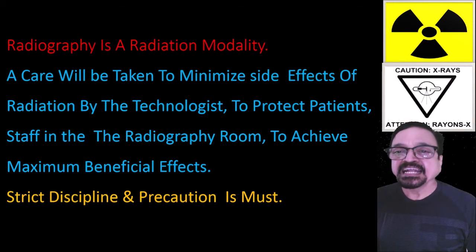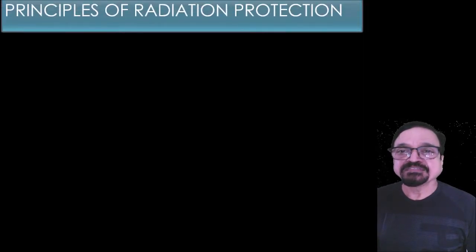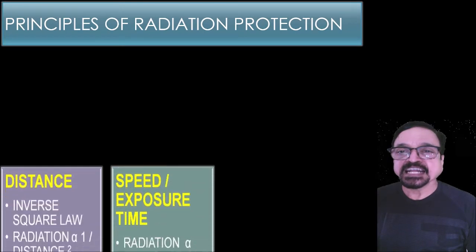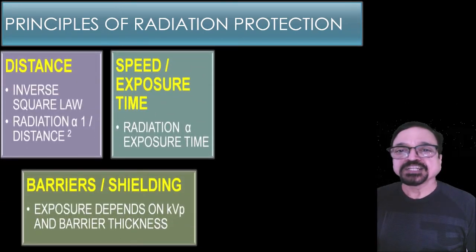Care will be taken by the technologist to minimize side effects of radiation and to protect patients and staff in the radiography room, to achieve maximum beneficial effects. Strict discipline and precaution is a must. We have to follow the instructions given by the technologist and cooperate with him, because he is taking precautions by different radiographic techniques. Let's know what these are. They are called the principles of radiation protection.